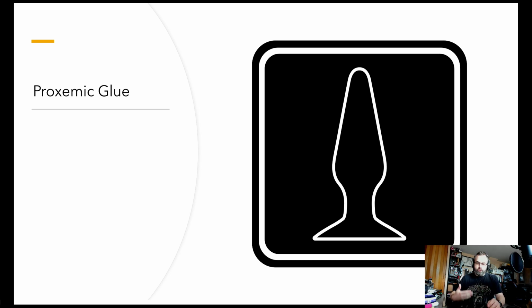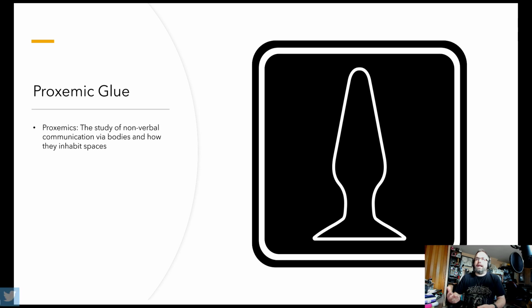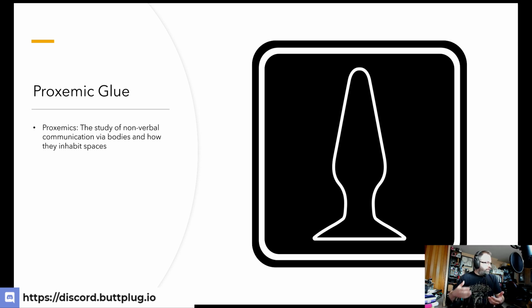And what are these things doing? Well, they're trying to bring two people closer together. And why are they trying to bring two people closer together? Well, there's a whole field of study around that. There's this thing called proxemics, which is the study of nonverbal communication via spaces, via bodies and how they inhabit spaces. So if you ever heard of personal space or something like that, that is an idea that came from proxemics. It was created in the 1960s. It's still used today to talk about some types of sociology and whatnot.